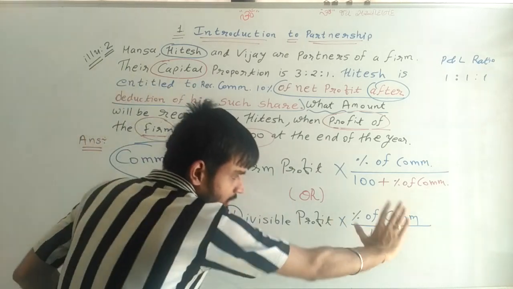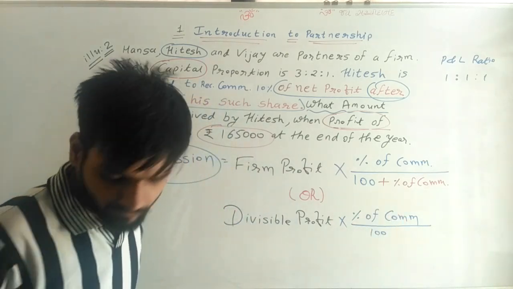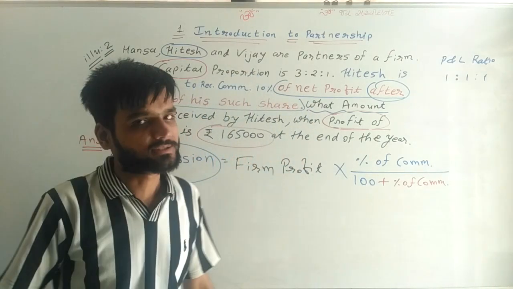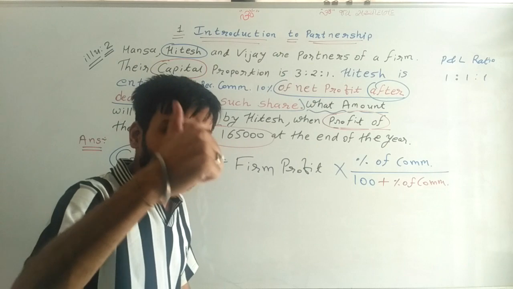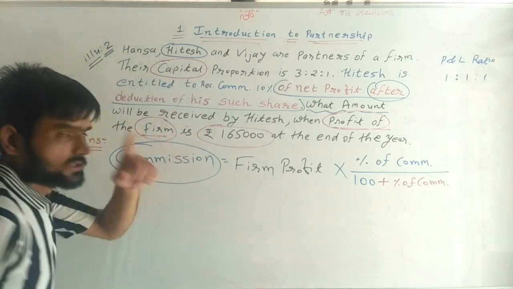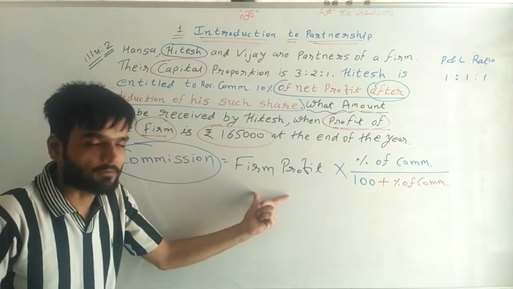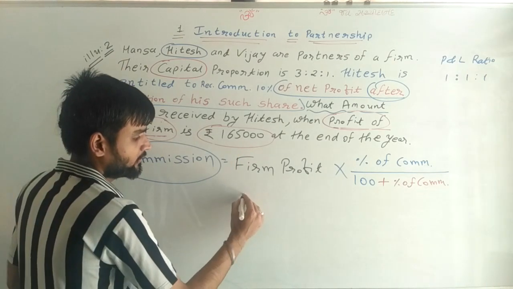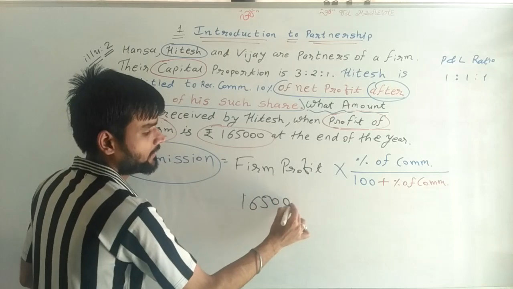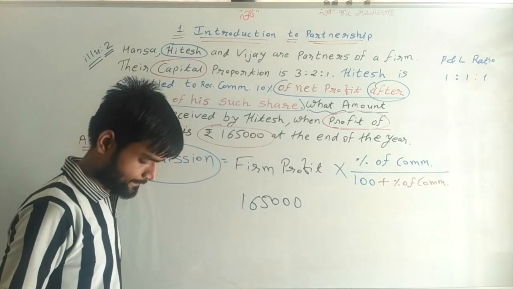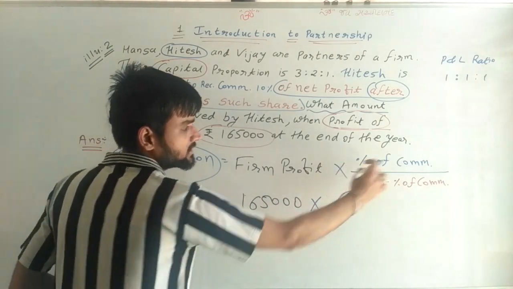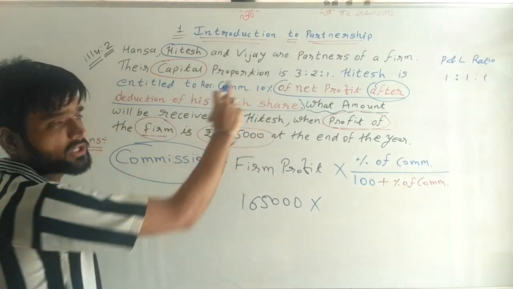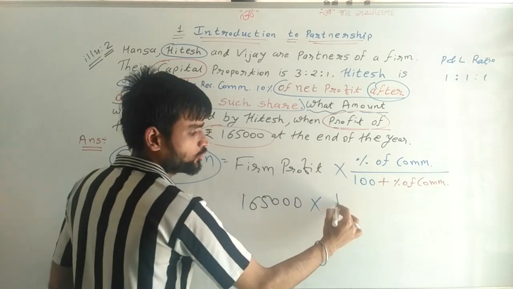So I rough the second formula and do this sum on the basis of the first formula. Sir, yes, firm profit is available. So firm profit is 1,65,000, and I am writing here 1,65,000 rupees, multiplied by percentage of commission. Sir, here the percentage of commission is given. Percentage of commission is 10%. It means into 10.